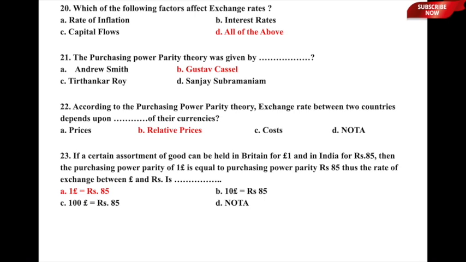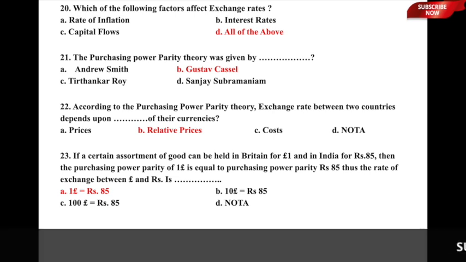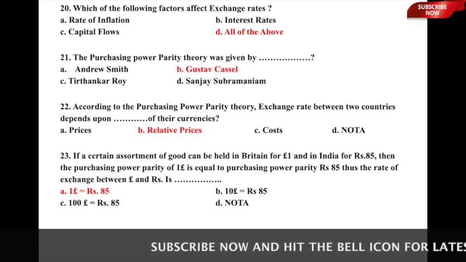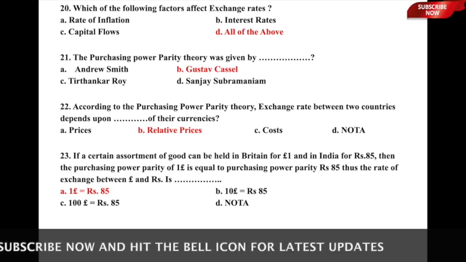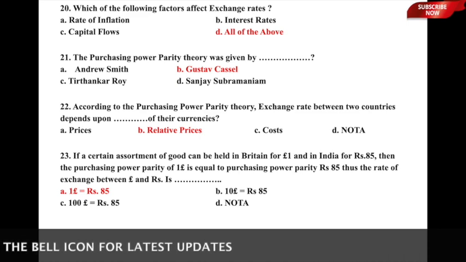Let us now move to the next one. According to the purchasing power parity theory, the exchange rate between two countries depends upon dash of their currencies, whether it is A, prices of their currencies, B, relative prices of their currencies, C, cost of their currencies, or D, none of the above. So here, according to the purchasing power parity theory, the exchange rate between two countries depends upon the relative prices of their currencies, and therefore option B, relative prices, is the correct answer to this particular question. I hope that is clear.